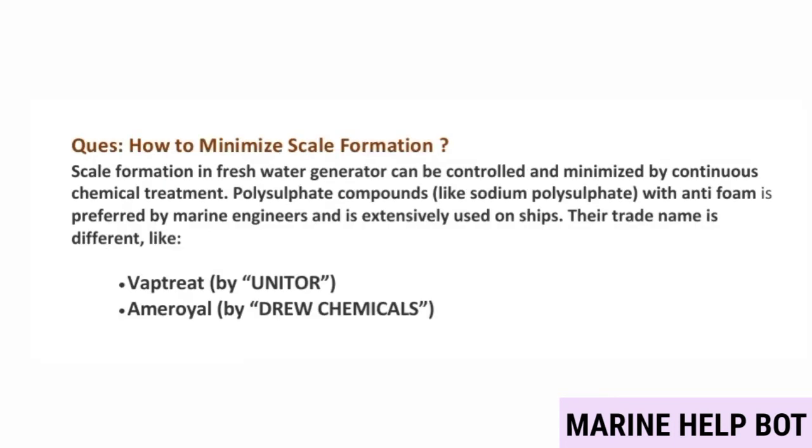Moving towards our next question, how to minimize scale formation. Scale formation in a freshwater generator can be controlled and minimized by continuous chemical treatment. There are some compounds used for the treatment: polyphosphate compounds like sodium polyphosphate with anti-foam are preferred by marine engineers and extensively used on ships. Their trade names differ, like Vectreat by Unitor and Amerol by Drew Chemicals. These are the chemicals used for the treatment of a freshwater generator.